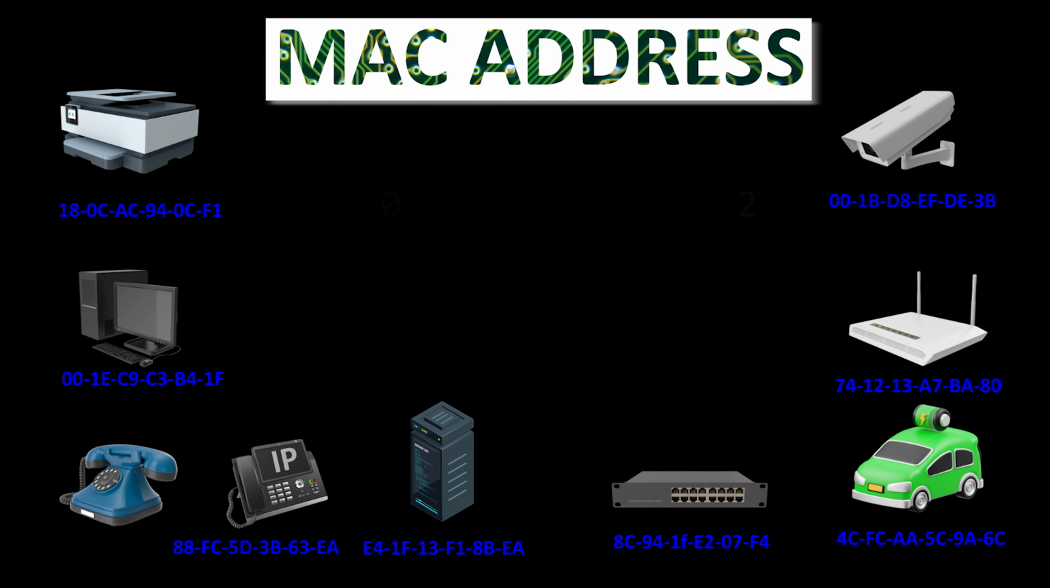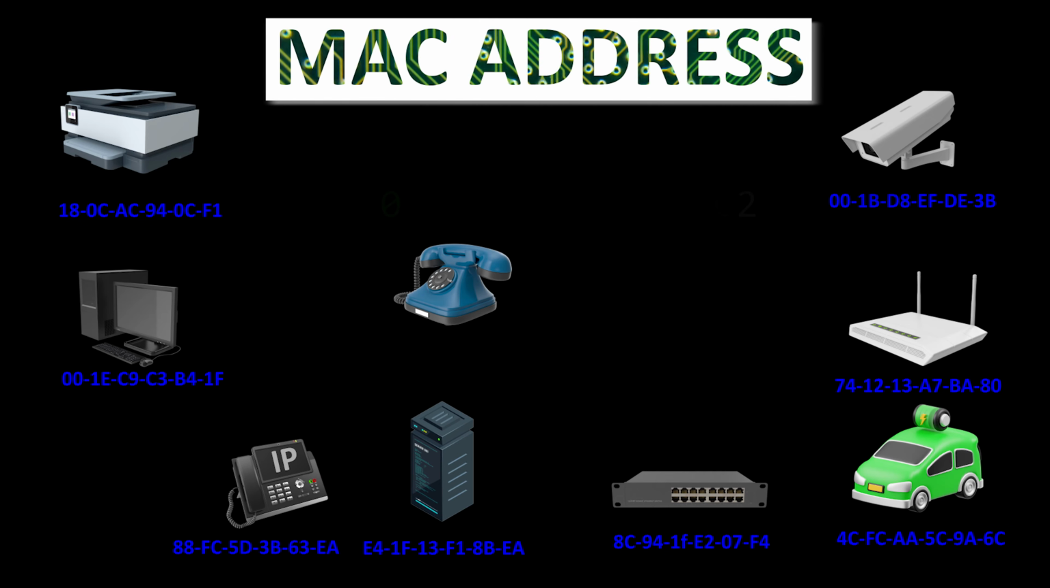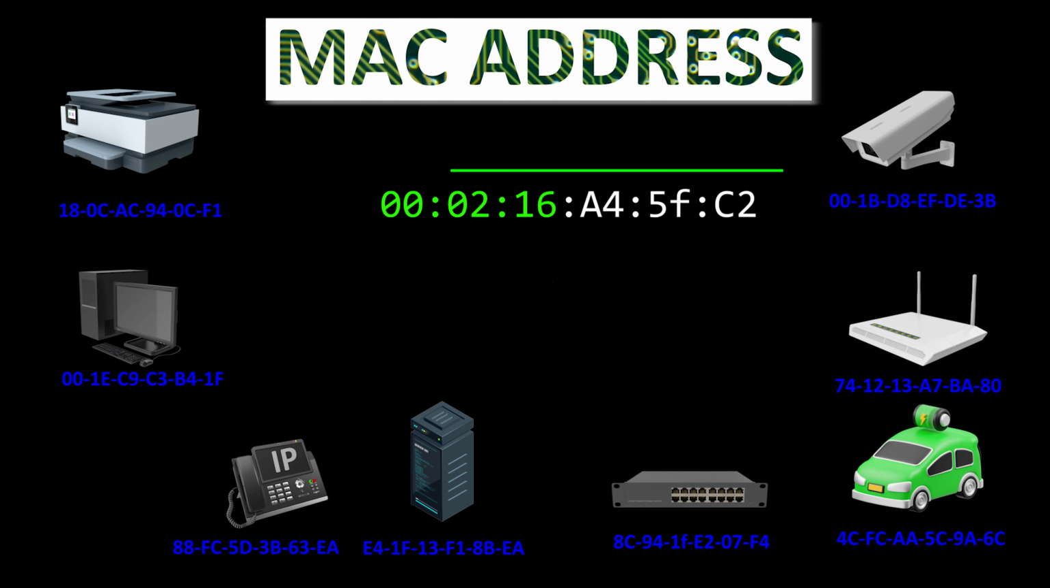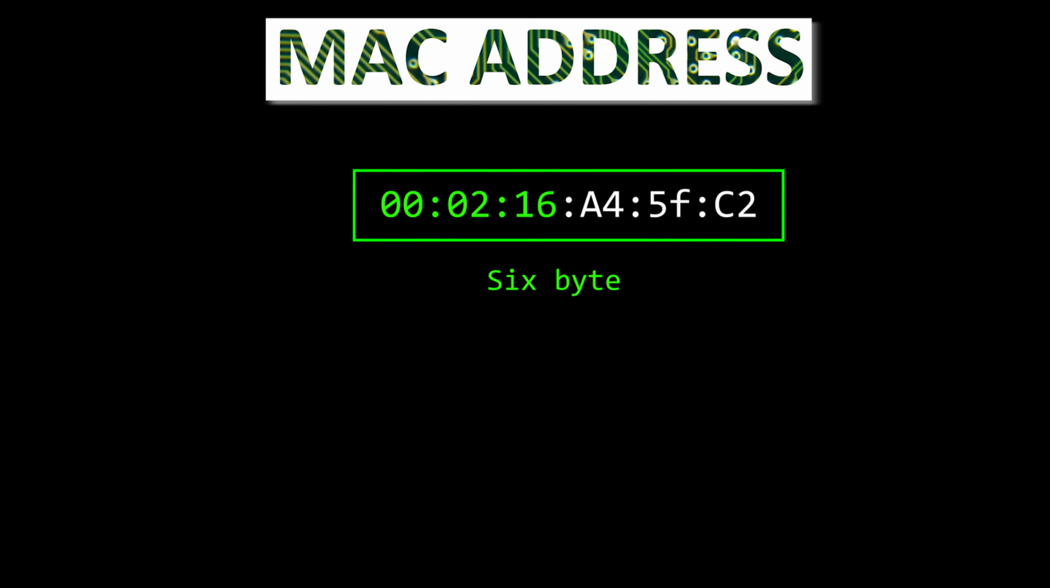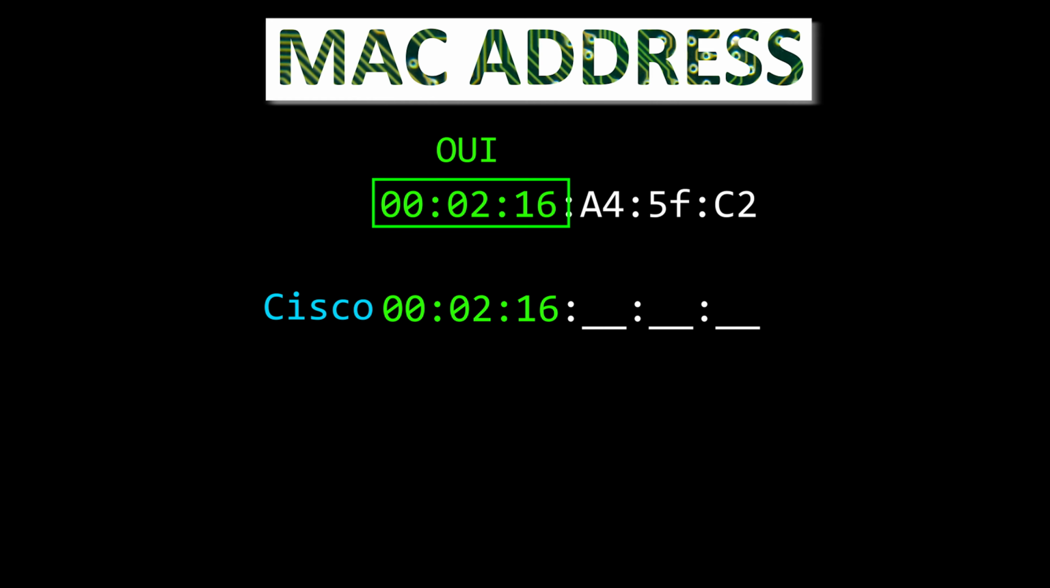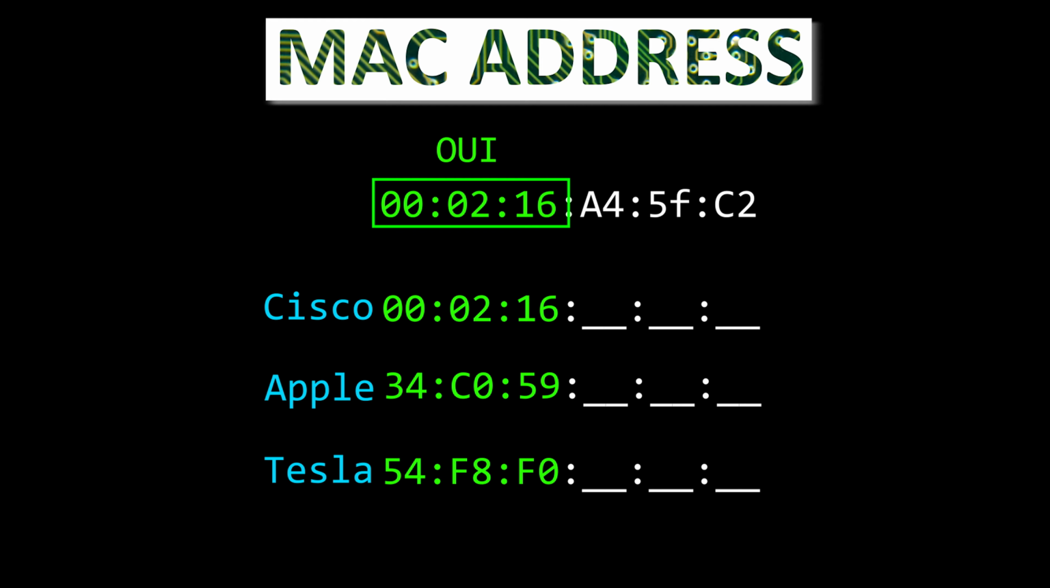Every device connecting to a network has a MAC address. Even your phone. Well, maybe not that phone, but this one does. A MAC address is a 6-byte, hard-coded, unique identifier assigned to a device's network card, or NIC. The first 3 bytes, known as the OUI, indicate the manufacturer, like Cisco, Apple, or Tesla.